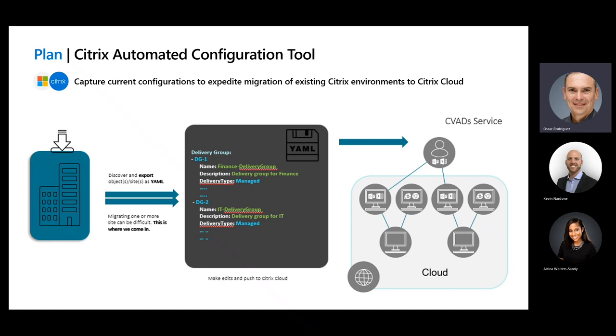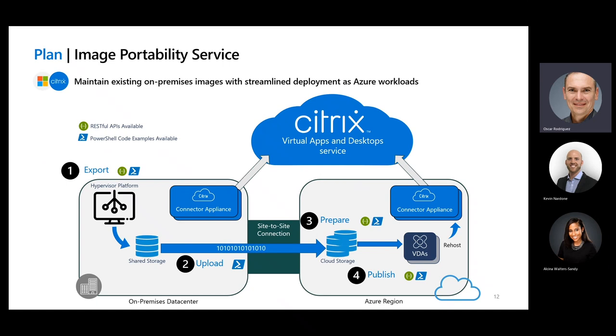Next up, though, we do have this image portability service. Sorry, Kevin, can you move the slide? Next up. All right, thank you. So the image portability service is something that is going to help you manage that migration over to Citrix Cloud and Azure. How does it do that? I usually say the hardest part of being a Citrix admin is having to deal with the different images that I have to stand up and keep managing. And of course, having to migrate them over to Azure just creates another challenge. So what we've done is we've created a service that's going to help streamline that process.